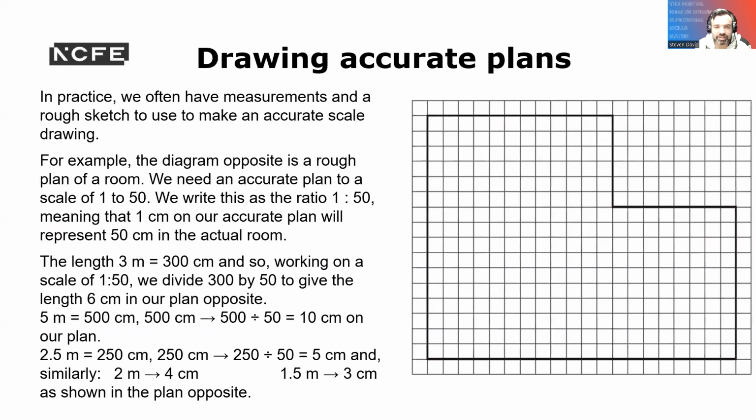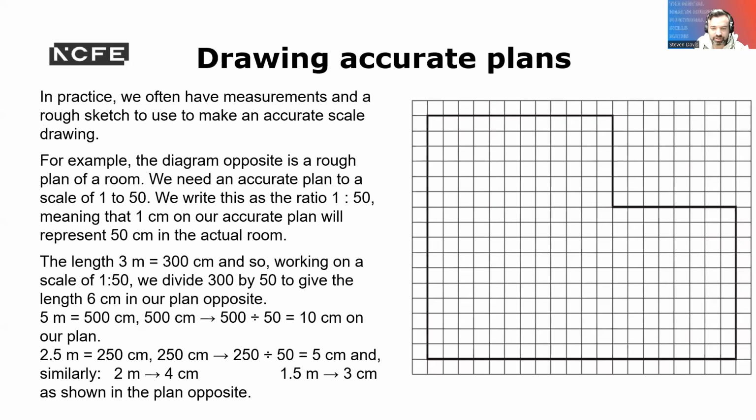So if we have a practice with this, in practice, we often have to measure and do a rough sketch to use to make accurate scale drawings. For example, the diagram opposite is a rough plan of a room. We need to create the scale of 1 to 50. So we write that as a ratio first, 1 to 50. This means that for every 1 centimeter on the plan, it represents 50 centimeters in the actual room.